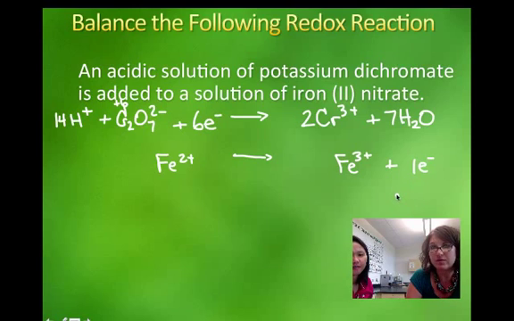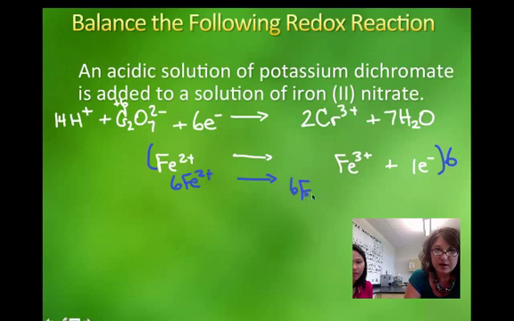This multiplication should be easy. Now I need to make sure they're equal, right? So how do I get 6 and 1 to be equal? We just multiply this one by 6. Okay, so I'm going to rewrite it so I don't confuse myself. Here's my oxidation half reaction.